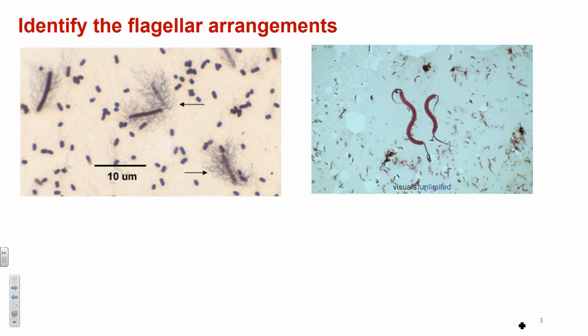So let's look at these two images and try to identify the flagellar arrangements. So in the first image, you see right here, you have the bacteria, and then you have flagella all over the body of the microorganism. So this arrangement is called peritrichous.